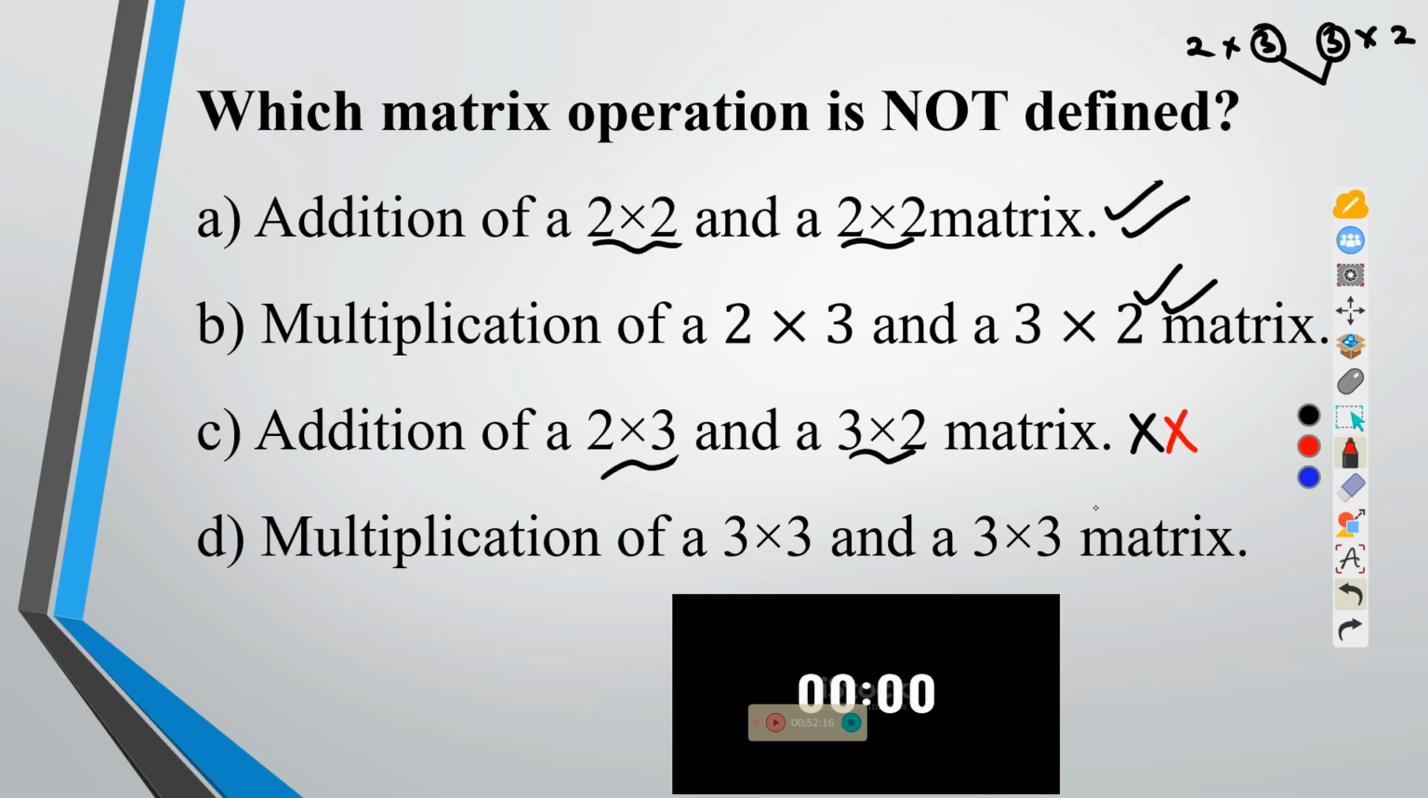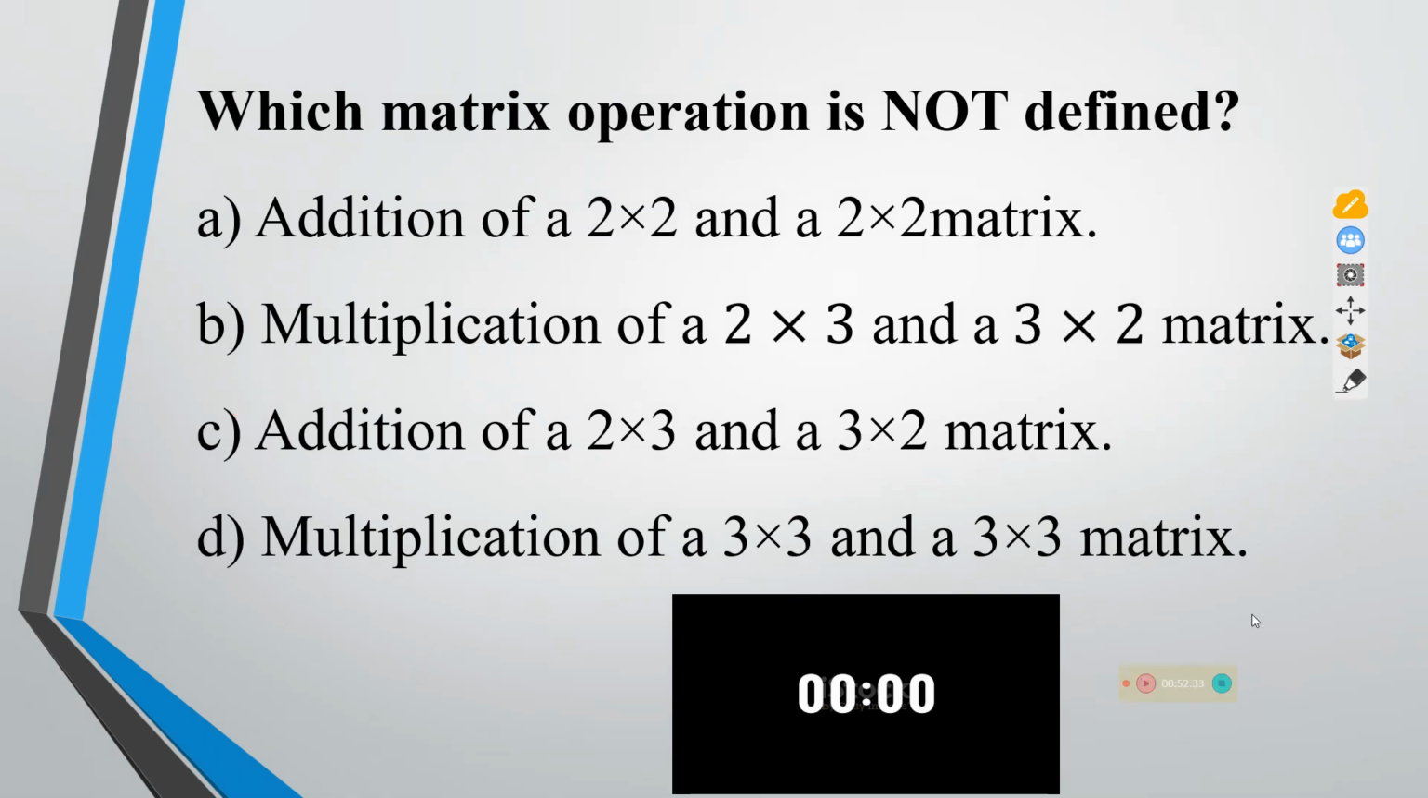Multiplication of a 3 by 3 with a 3 by 3, this is true. So the answer here, the one which is not defined, is addition of a 2 by 3 matrix and a 3 by 2 matrix, and that will also be answered. So we shall move on to the next question.